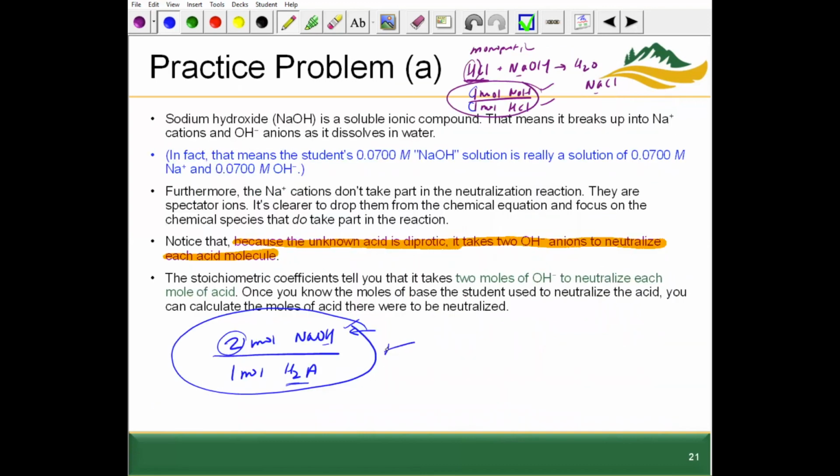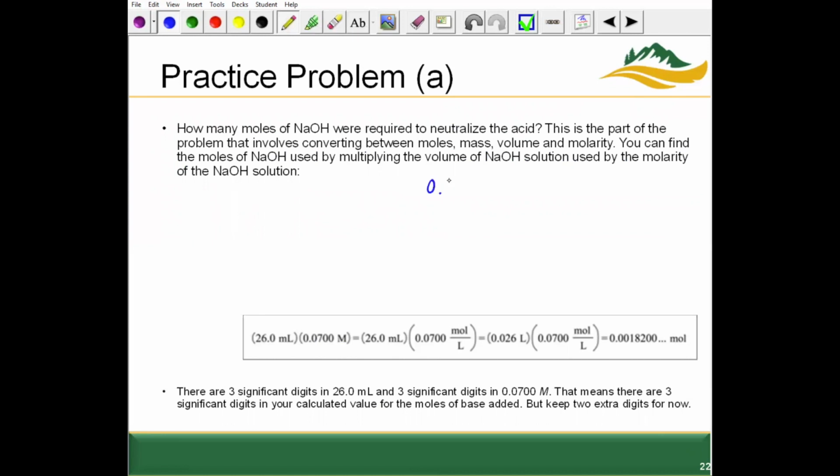Now with this mole-to-mole ratio of our base to our acid, we can use the information about the molarity of the base and the volume of the base to then further start to solve this problem. We're told we have a 0.0700 molar solution. Really, I would rewrite this as 0.0700 moles of sodium hydroxide per liter of solution. Then we also do have the volume in milliliters. We were told it took 26 mL to reach an equivalence point.